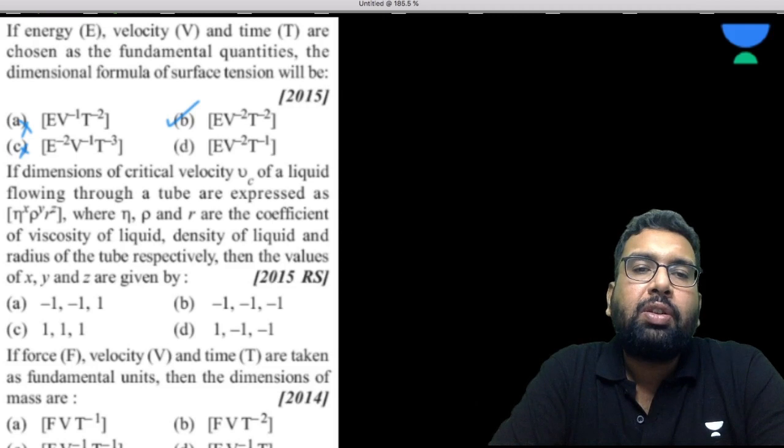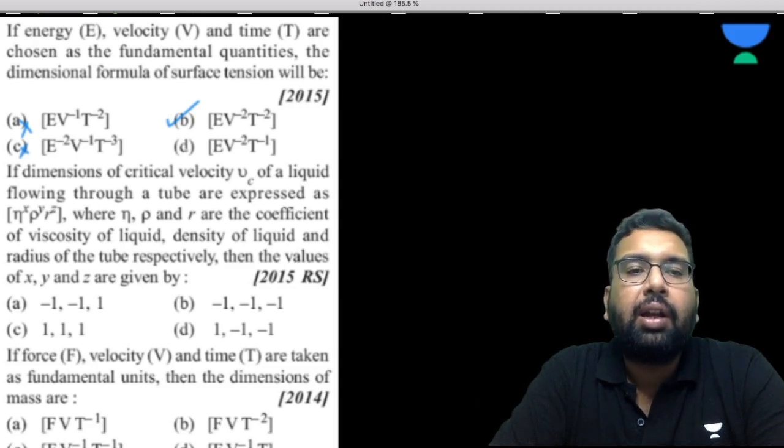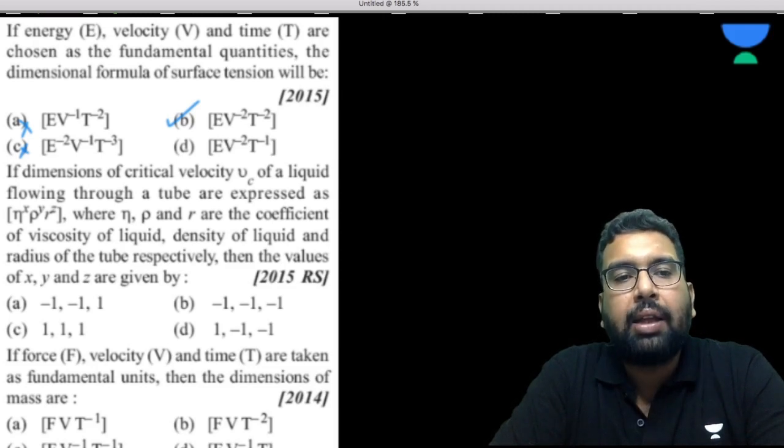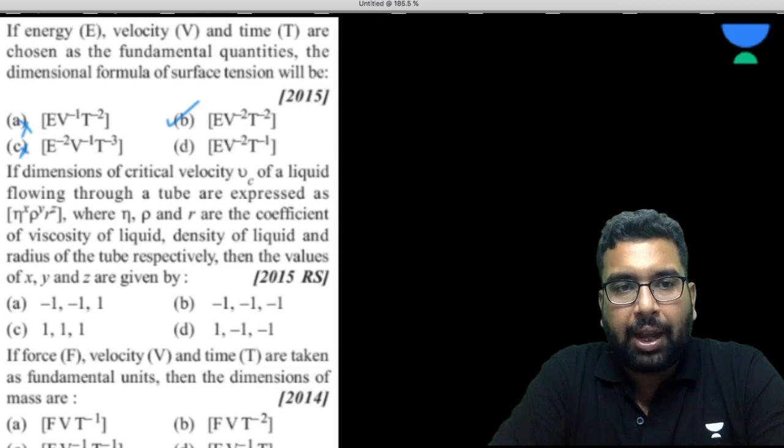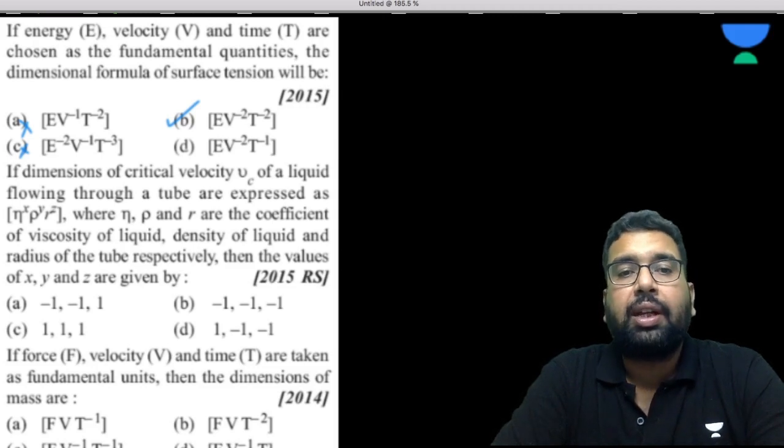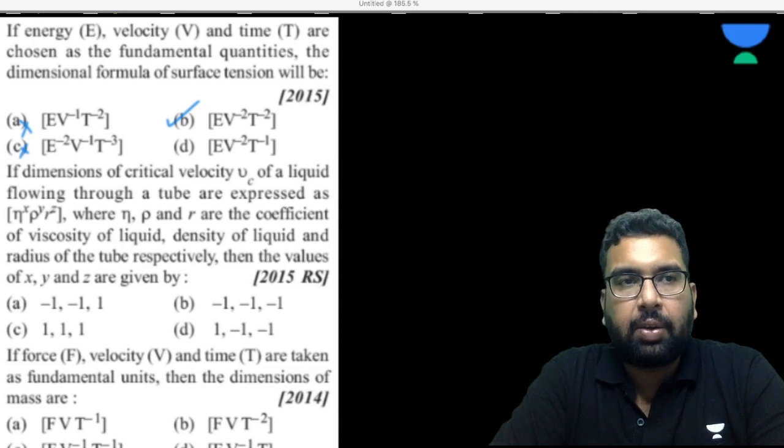Now, I'm reading the next question. If dimensions of critical velocity of a liquid flowing through a tube are expressed as eta to the power x, rho to the power y, r to the power z, where eta, rho, and r are the coefficient of viscosity, density, and radius of tube respectively, then the values of x, y, z are given by. So nearly it is the question along the same line.